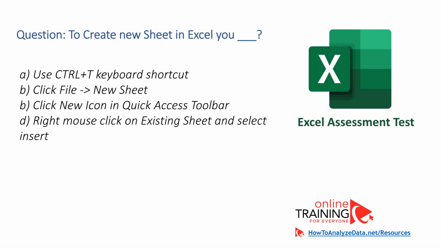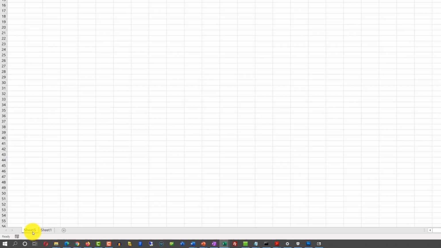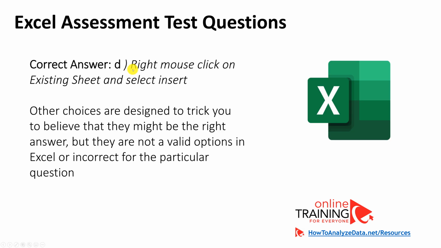and select Insert. To create a new sheet in Excel, you right mouse click on Sheet1, click Insert, and select Worksheet. And that added a new worksheet into the Excel spreadsheet. So the right choice here is choice D: right mouse click on an existing sheet and select Insert. Other choices are designed to trick you into believing that they might be the right answer, but they're not valid options in Excel or are incorrect for this particular question.